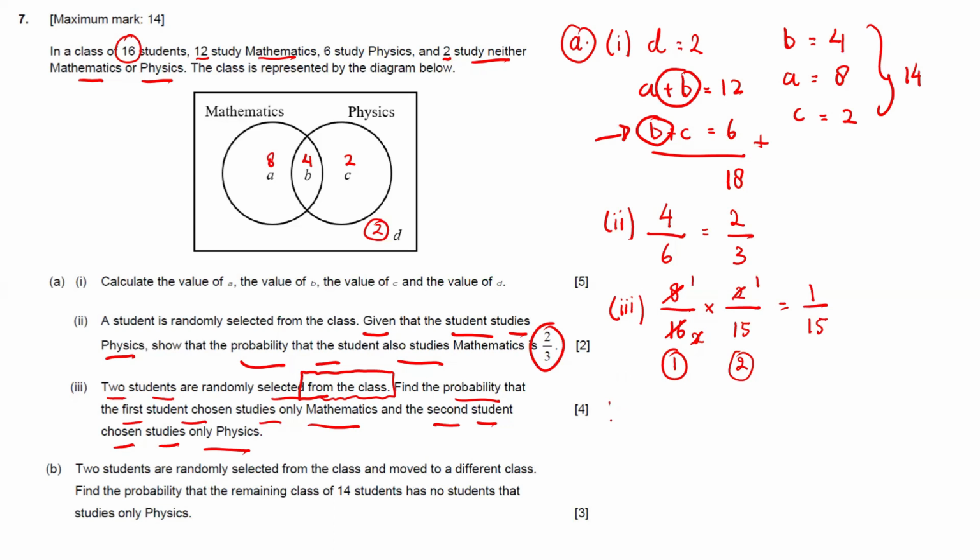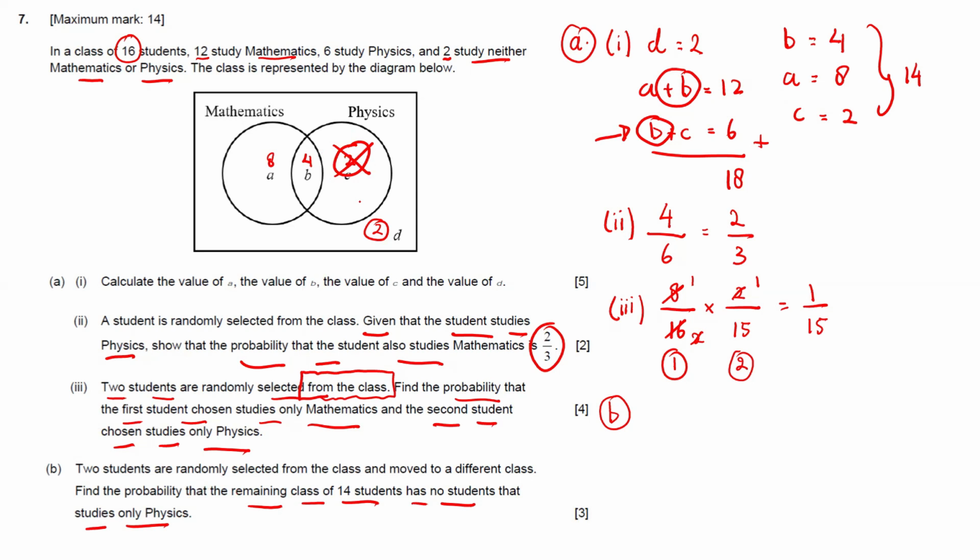Okay, question B. 2 students are randomly selected from the class and moved to a different class. Find the probability that the remaining class of 14 students has no students that study only physics. Now, based on this question here, find the probability that the remaining class of 14 students has no students that study only physics. So we want to exclude this one here.